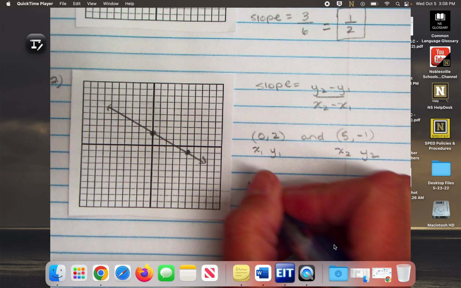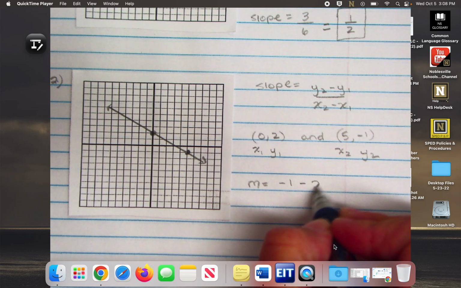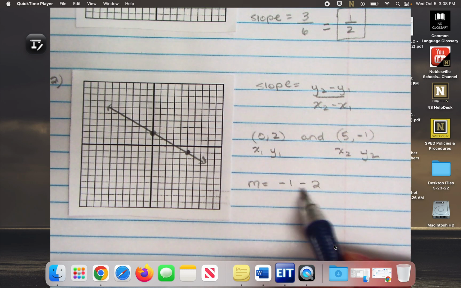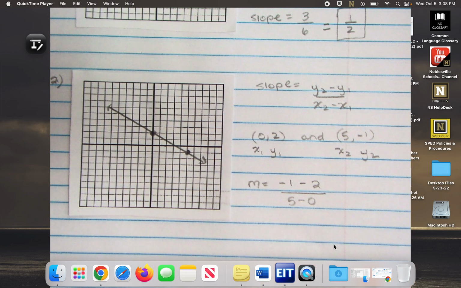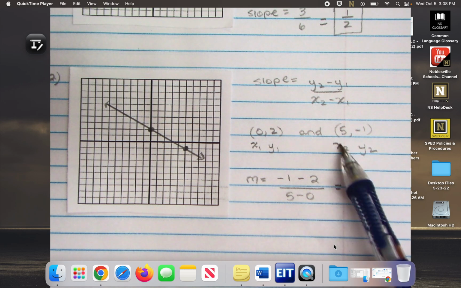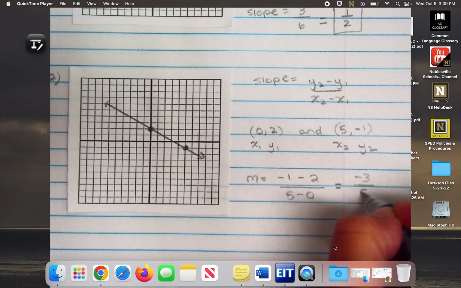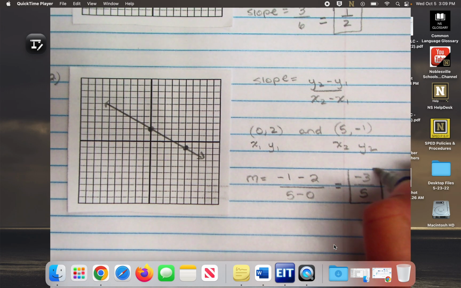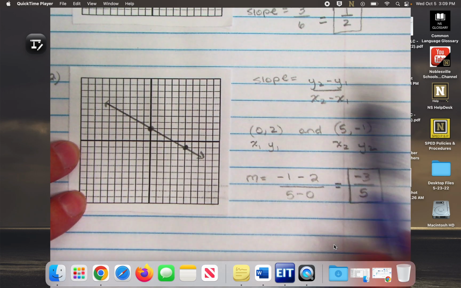M. So let's remind ourselves of that. M equals, and I'm going to have negative 1 minus 2, because this is going to be minus no matter what, over 5 minus 0. Because this is negative 1, so y2 minus y1 over x2 minus x1. What is negative 1 minus 2? Negative 3. 5 minus 0 is 5. So there's my slope. Now, you could have just counted -3, +5, but I need you to know this strategy as well.